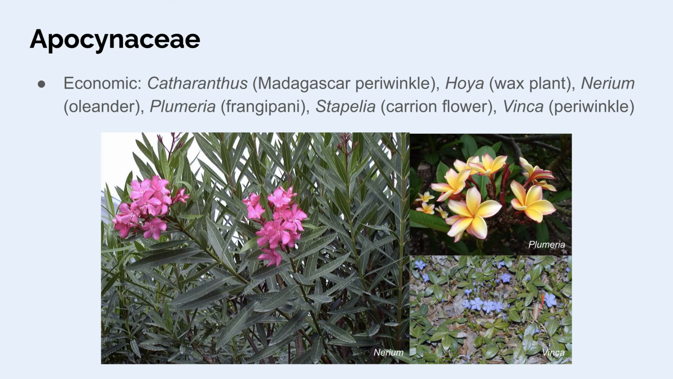Others, vinca, this is a ground cover that people grow around here. Periwinkle, and then this plumeria. This is a kind of characteristic tropical flower. You might see it as an icon on various tropical destinations and so on.